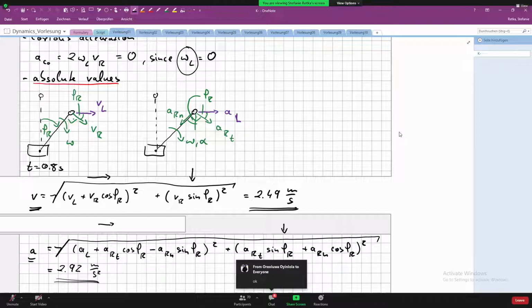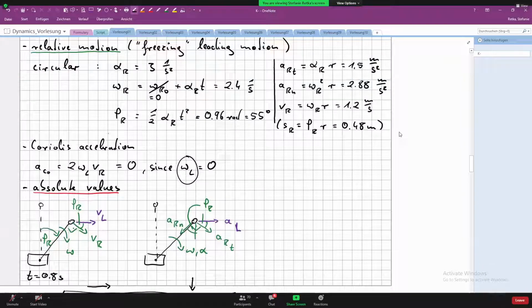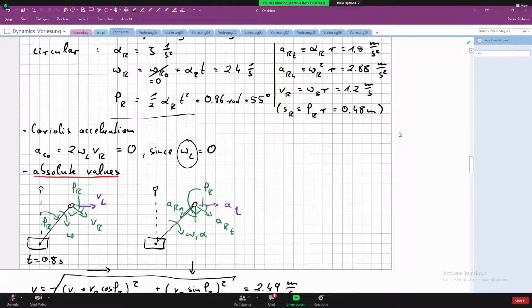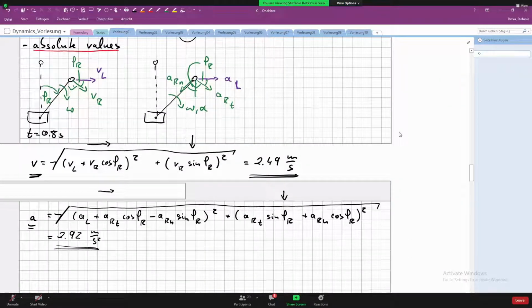Okay, any questions? Professor, the phi in this case, was it found using the equation of phi is equal to half alpha times t square? Yes, this one. Okay, yeah, perfect. Got it, thank you. Okay, you're welcome. Are there other questions?